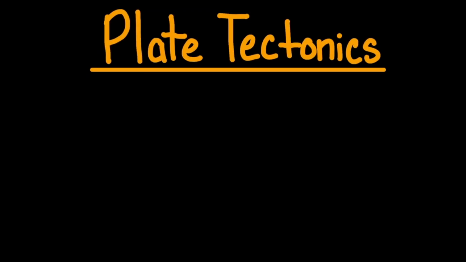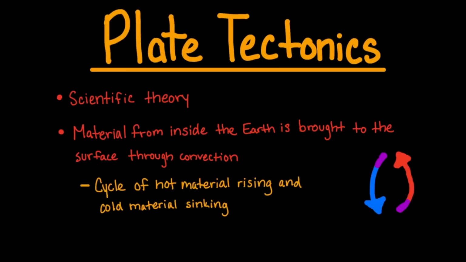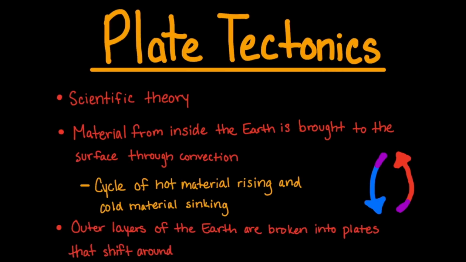During the Hadean, we have the start of plate tectonics. Plate tectonics is a scientific theory that states material from inside the Earth is brought towards the surface through a process called convection. Convection involves hot material rising and cold material sinking in a cyclic motion. The outer layers of the Earth, or those closer to the surface, are broken up into pieces called plates. These plates move around due to convection, which shifts continent and ocean locations.